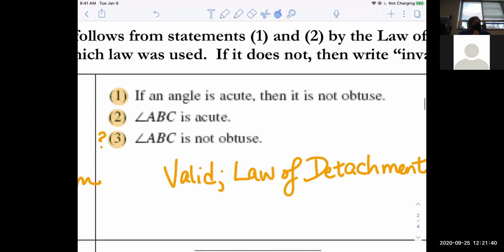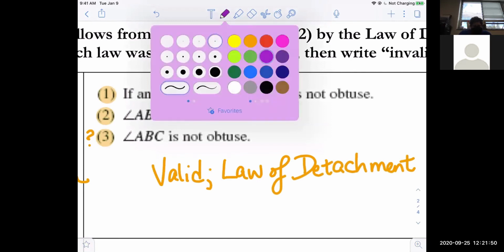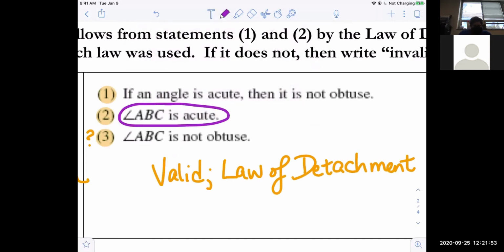Okay, so statement 1 says if an angle is acute, then it is not obtuse. That's a true statement, right? If an angle is acute, it's not obtuse. This is a specific example of an angle that is acute. Okay, a specific example of the P, of the hypothesis. Therefore, that statement applies to angle ABC. If an angle is acute, it's not obtuse. Here's an acute angle, ABC. Therefore, angle ABC is not obtuse. Again, notice that this one is not an if-then form. It will be the conclusion, like that first sentence applied to that specific example. Okay, not an if-then form.